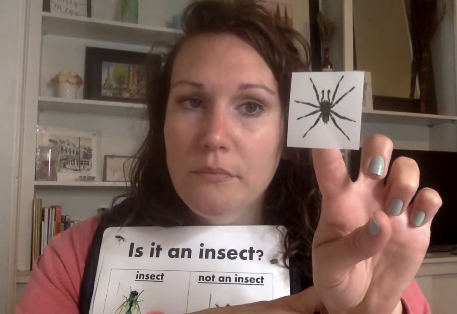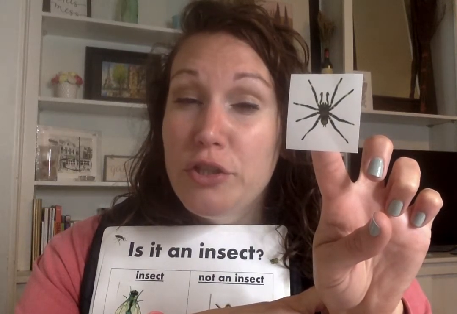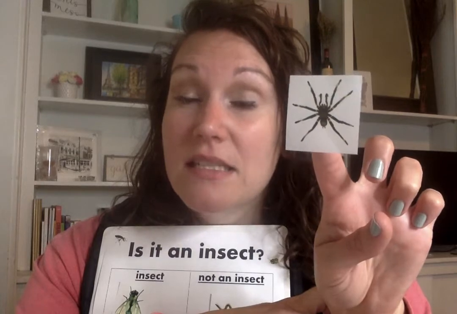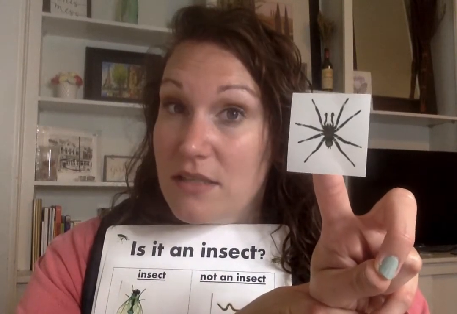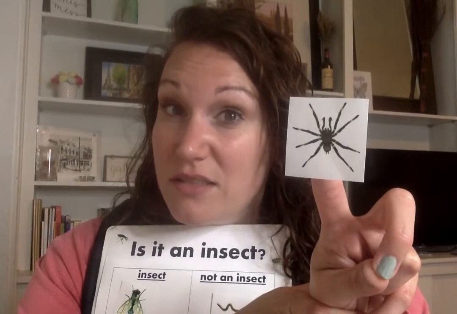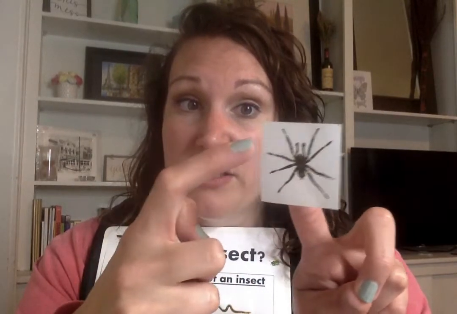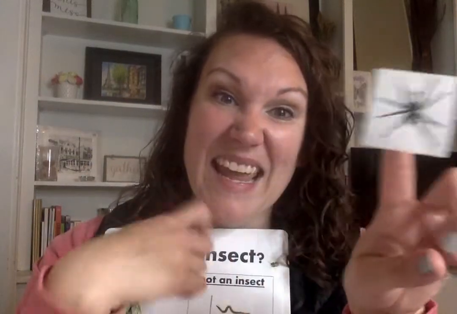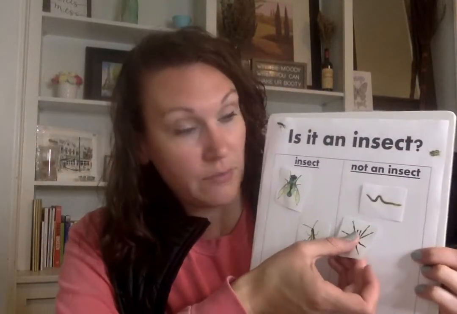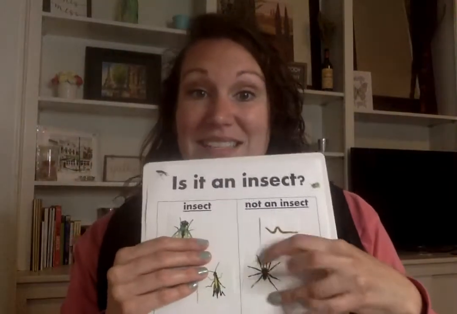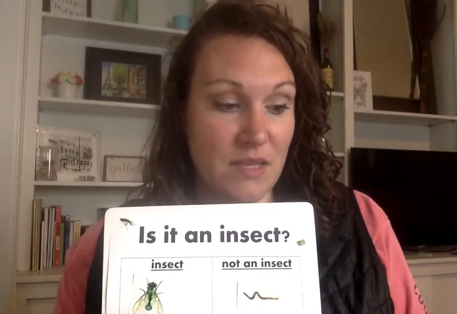No. Do you see 6 legs? Because sometimes they don't have to have wings, but they have to have 6 legs. Do you see 6 legs? Let's count them. 1, 2, 3, 4, 5, 6, 7, 8. He has 8 legs. So he is a bug, but he is not an insect. So we're going to put him over here with the worm because he's not an insect.